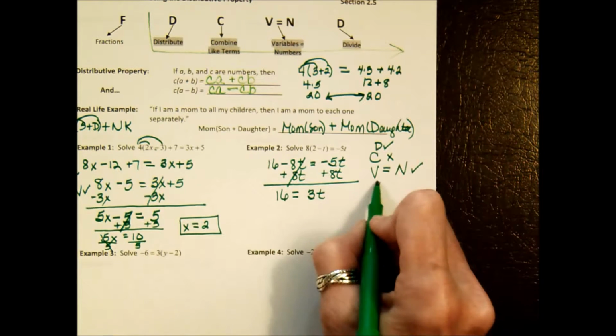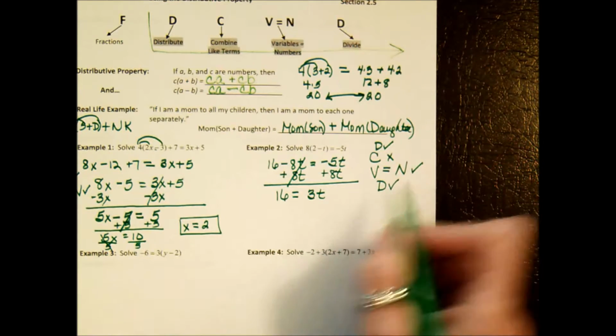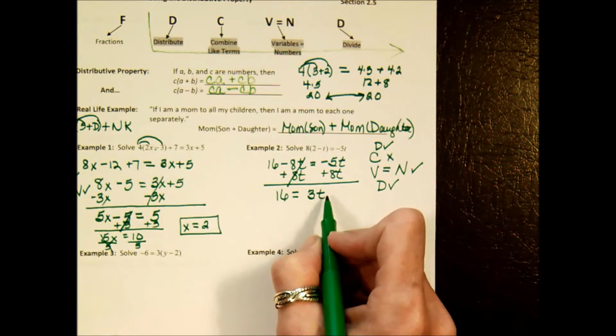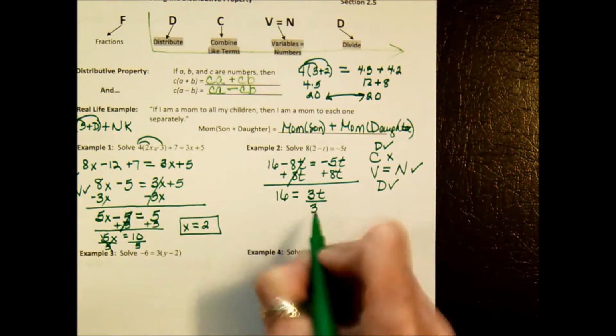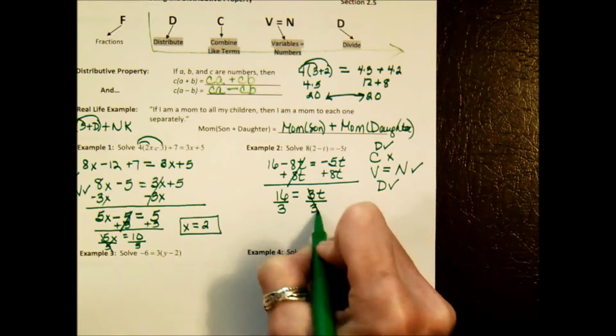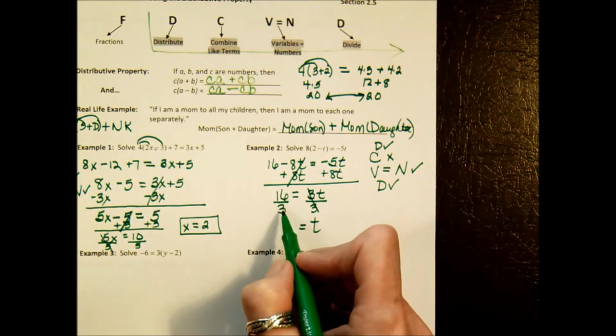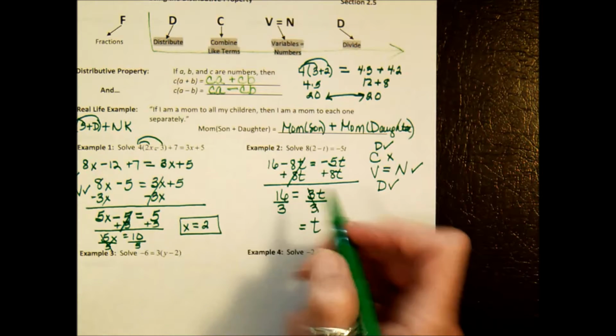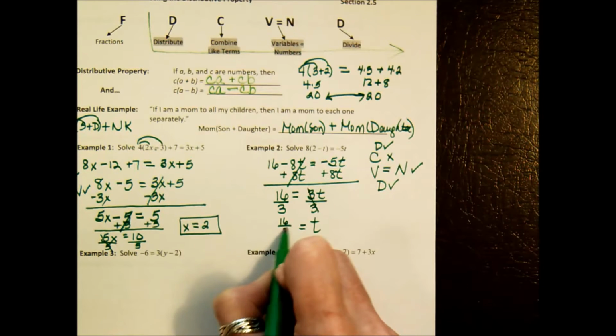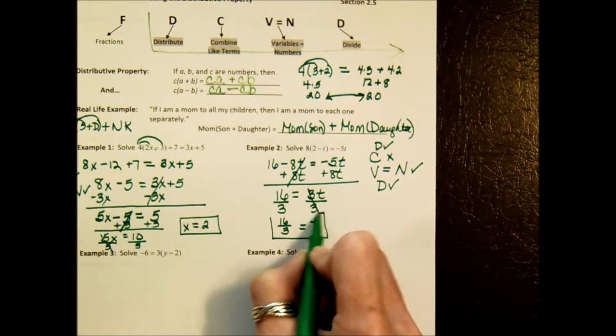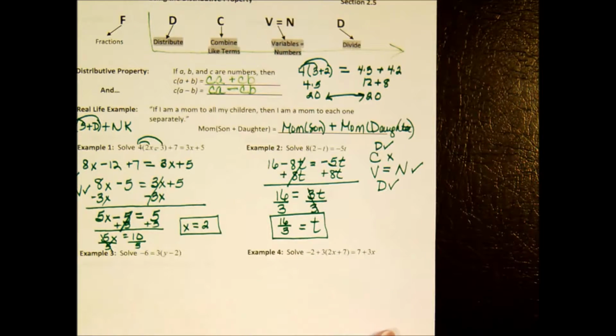My last step is to divide by whatever the variable was multiplied by. So I divide by 3. 3 over 3 makes 1t. Now before anyone has a meltdown, I know that 3 doesn't go into 16 evenly. It's okay to leave it as an improper fraction. It didn't divide evenly.